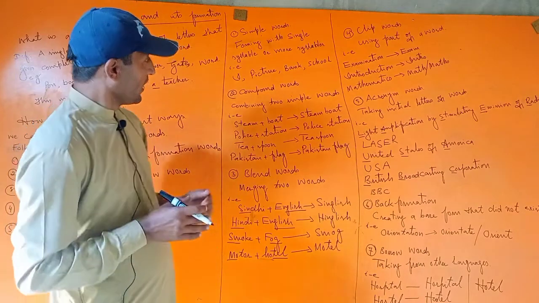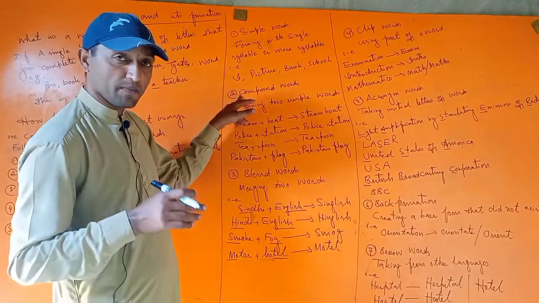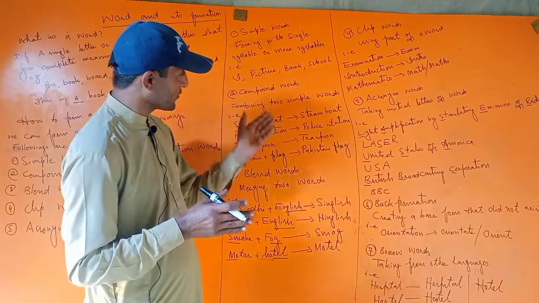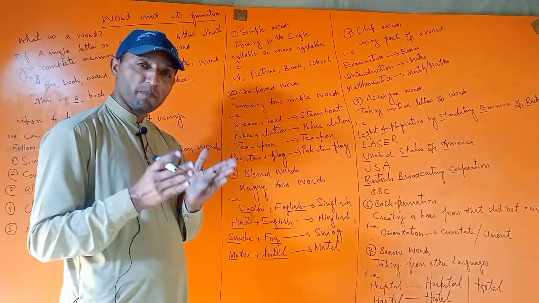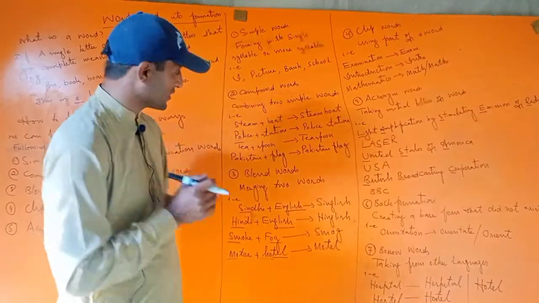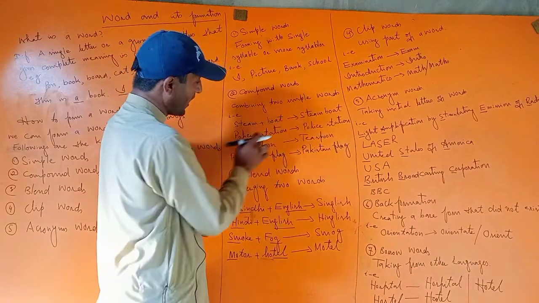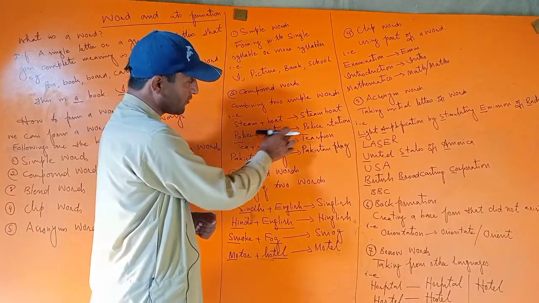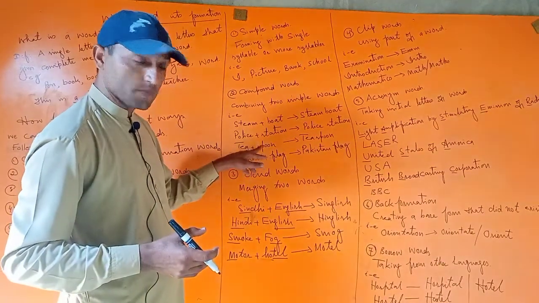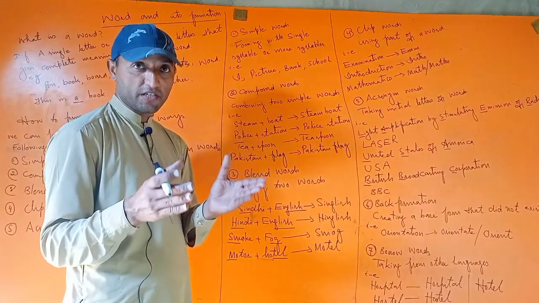Now come to the next kind of word: compound words. A compound word is a combination of two simple words. When you combine two simple words, we have a compound word. Suppose I have steam plus boat, we have steamboat. Police plus station, we have police station. Similarly, tea plus spoon, we have teaspoon. When you merge two simple words, it gives a particular meaning.